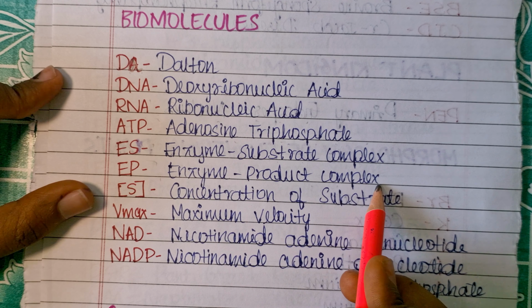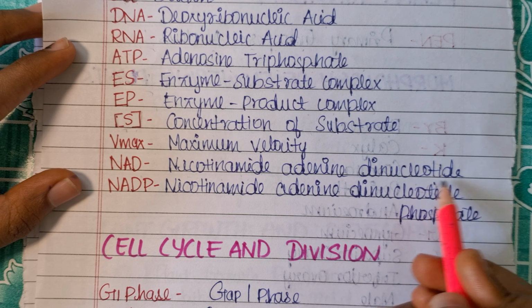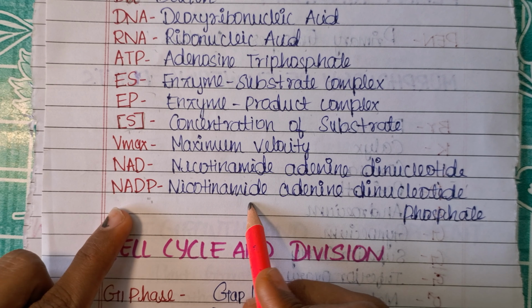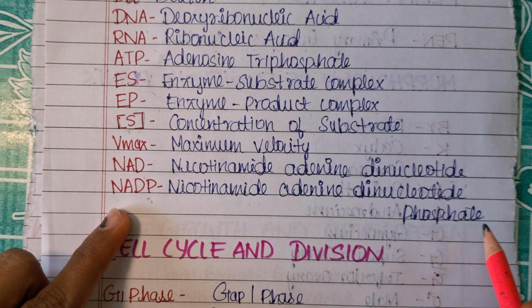Vmax, maximum velocity. NAD is nicotinamide adenine dinucleotide, right? So what is NADP? Only P is changing, so this will remain the same. P is for phosphate. If I am too fast, just see it in slow mode. Yeah, now with this we will move on to the next one.